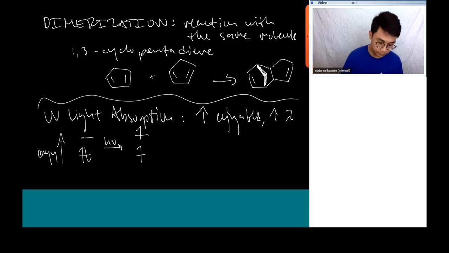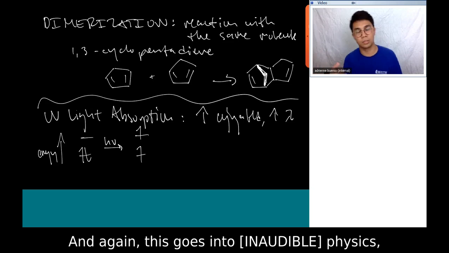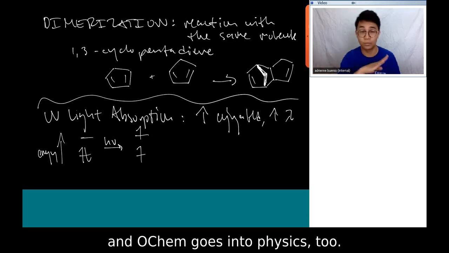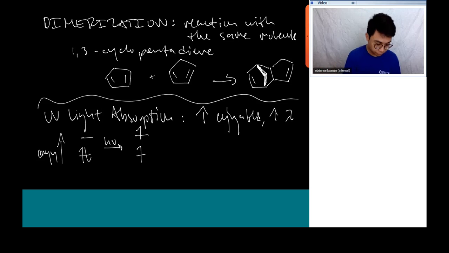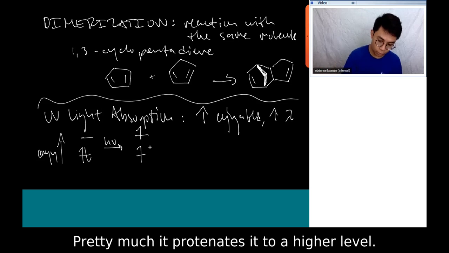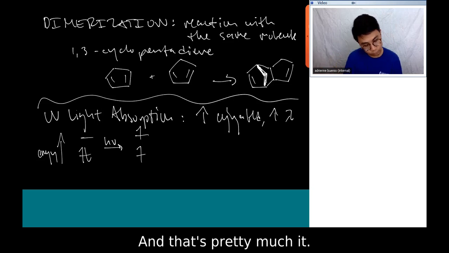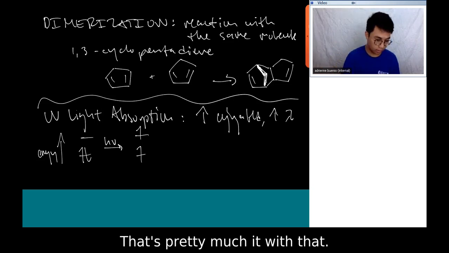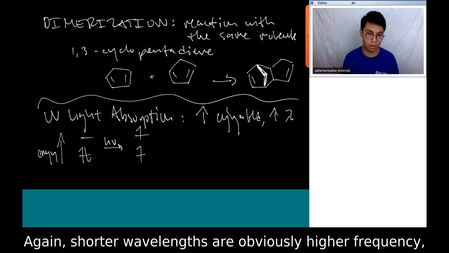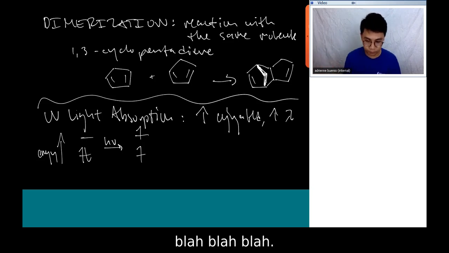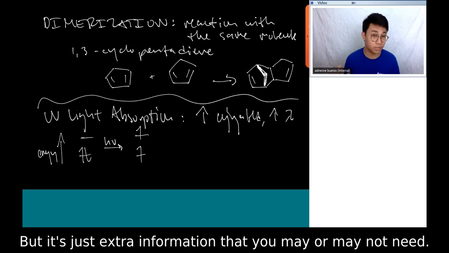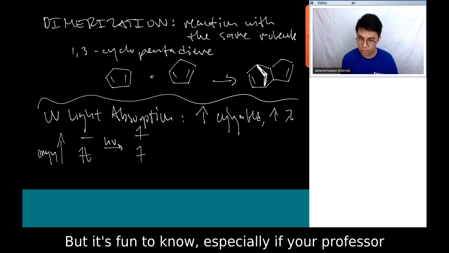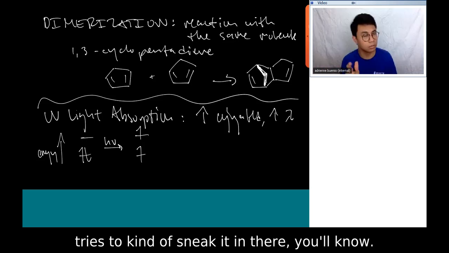So nothing too crazy. And again, this goes into a little bit of physics. Oh, and OChem goes into physics too, right? Pretty much it promotes the electron to a higher level, right? And that's pretty much it with that. Again, shorter wavelengths are obviously higher frequency, blah blah blah, right? But it's just extra information that you may or may not need, but it's fun to know, especially if your professor tries to sneak it in there, you'll know.